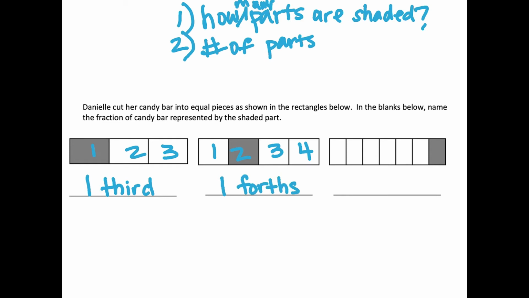Okay, and then we have this last one here. How many parts are shaded? Just 1, so I'm going to put a 1 here. And let's count up our parts. 1, 2, 3, 4, 5, 6, 7. And it's not 7. What do you guys think it is? Sevenths, right? Awesome, good job, guys. Let's go to the next slide.